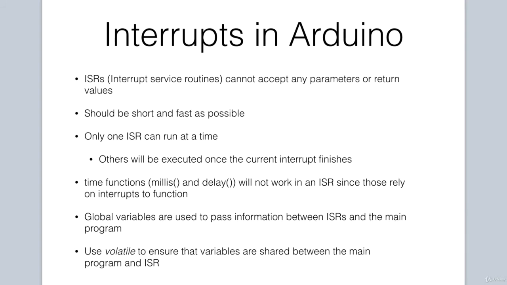It is important to note that time functions like millis and delays will not increment or work in interrupt functions, since these themselves rely on interrupts to operate. In order to store information, global variables are usually used to pass information between ISRs and your main program, and these should be identified with the volatile keyword. That was quite a lot of info, but it will become clearer when we delve into some code.